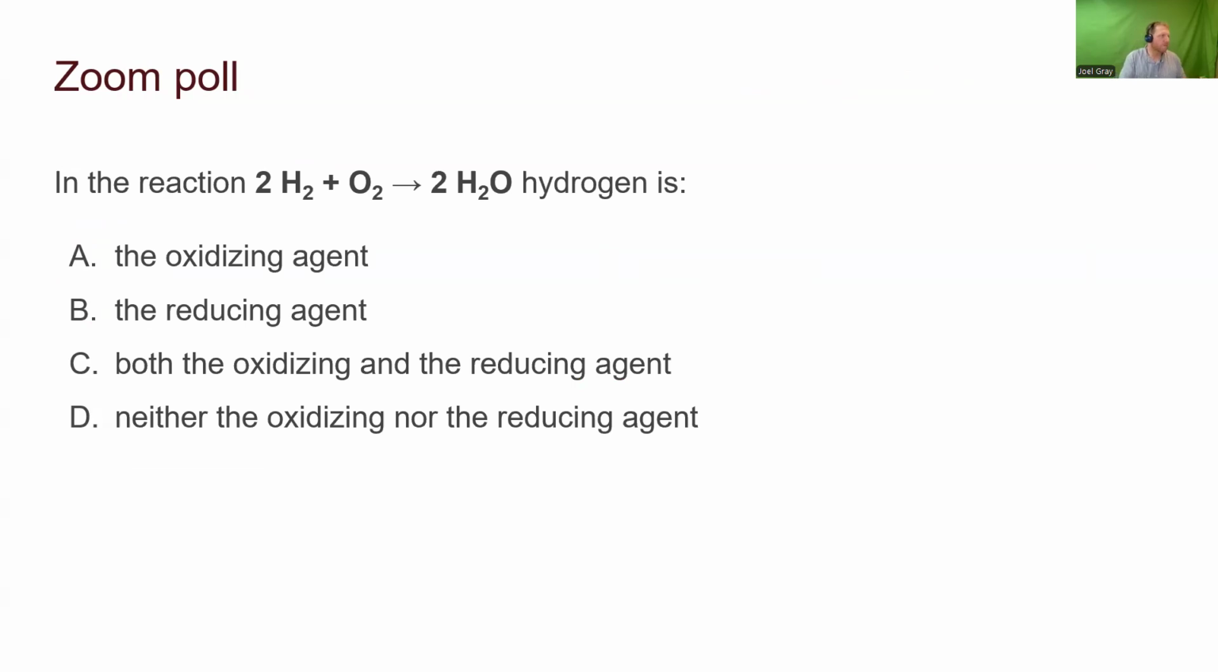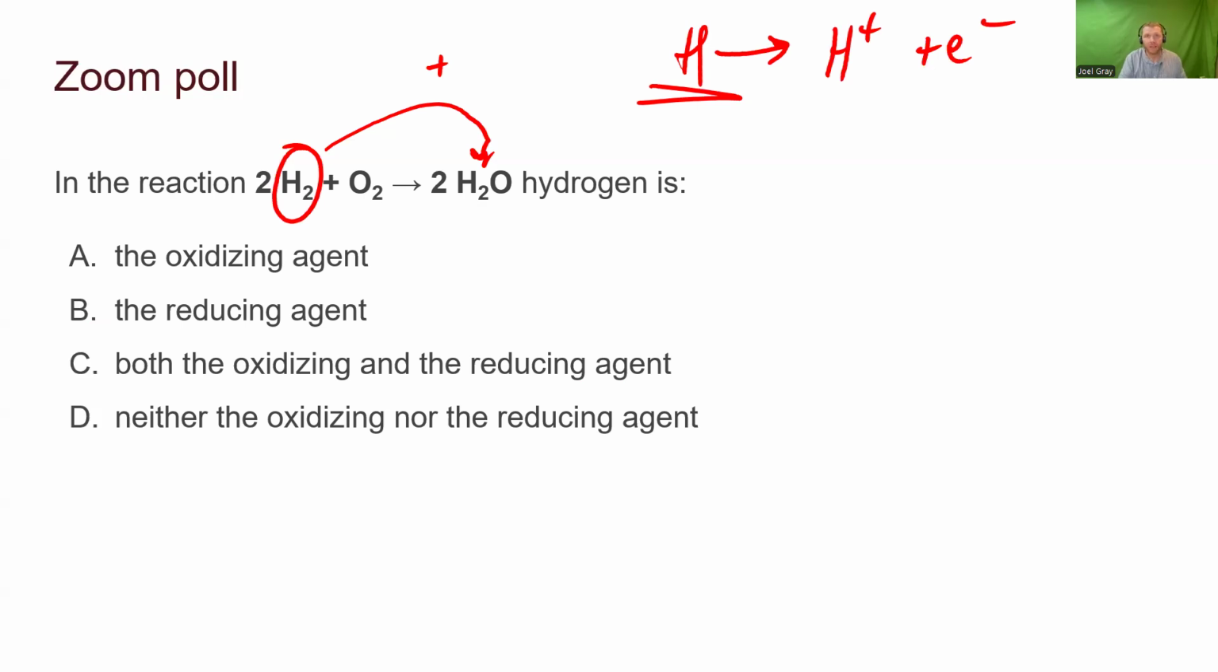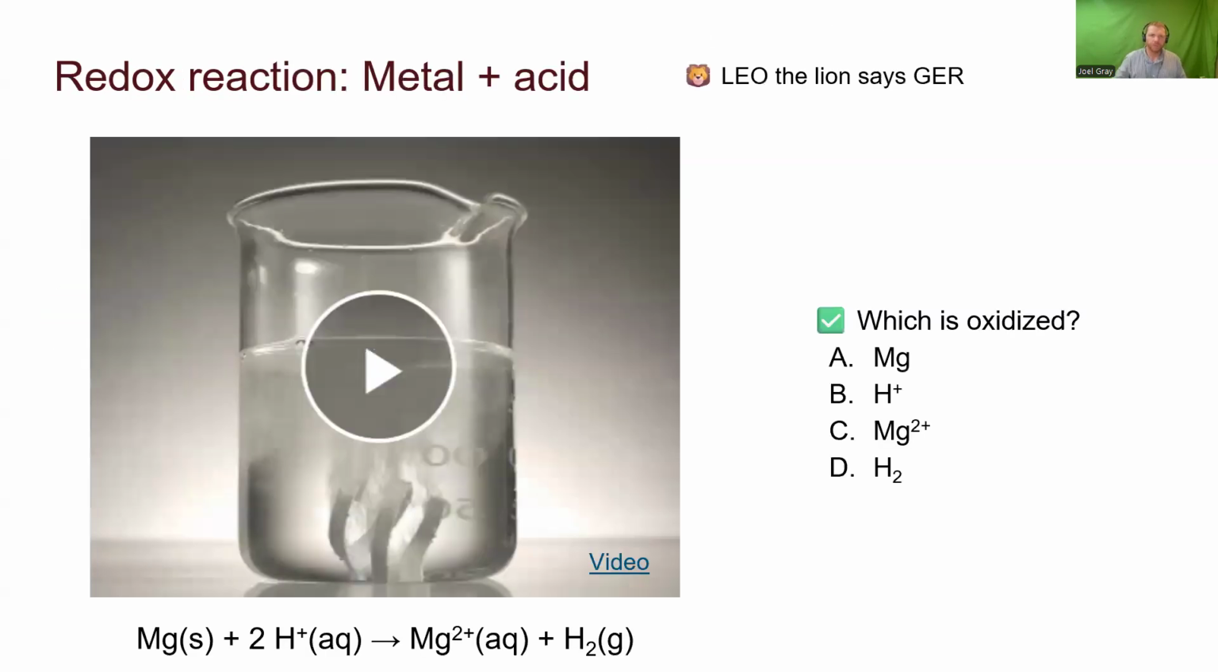So here what we have is H2 going to a charge of +1, so H plus an electron. In order for this to become this, it had to lose an electron. So that got oxidized. Therefore, it is the reducing agent.